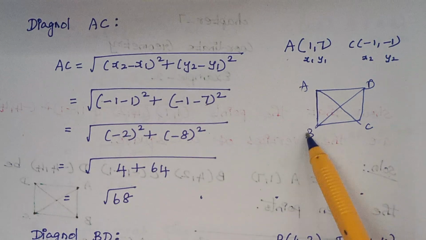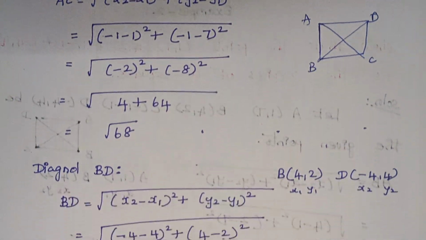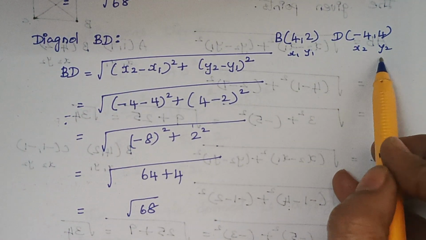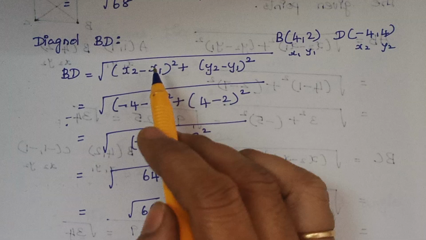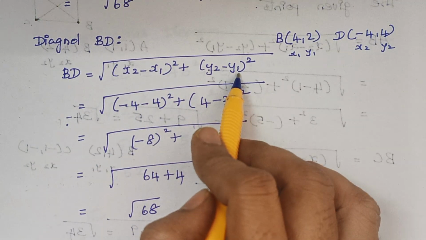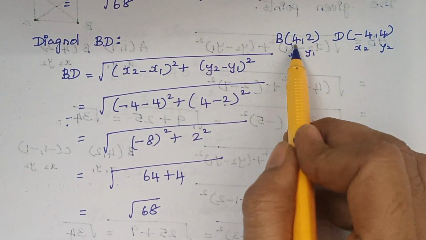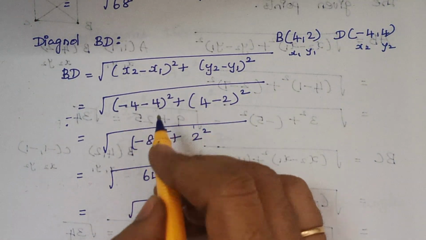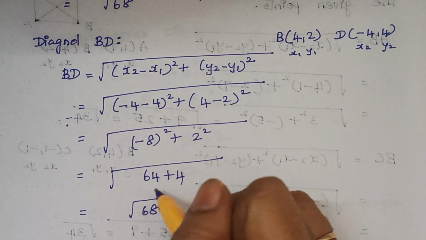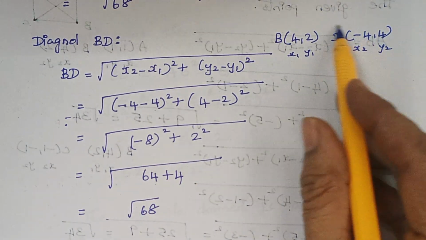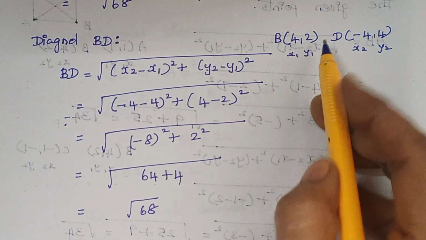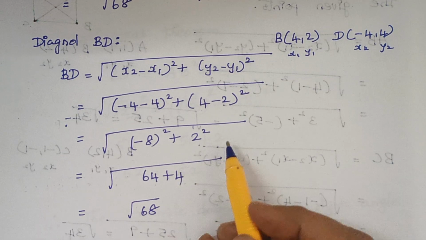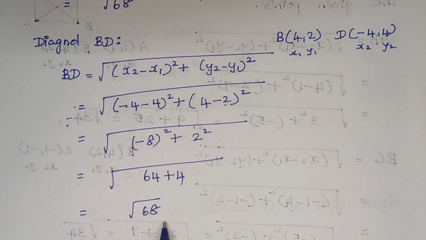Now we are going to find BD. So again write down the values. You see this is x1 y1 and this is x2 y2. So root of, again the same distance formula. So x2 minus x1, minus 4 whole square. So minus 4 makes minus 8. So 8 square is 64. Next one is y2 minus y1, that is 4 minus 2. So (4 minus 2) square gives 2 square, which is 4. So square root of 64 plus 4 is root of 68.